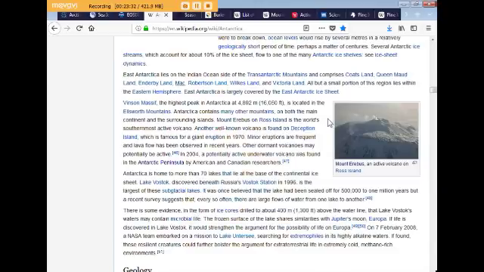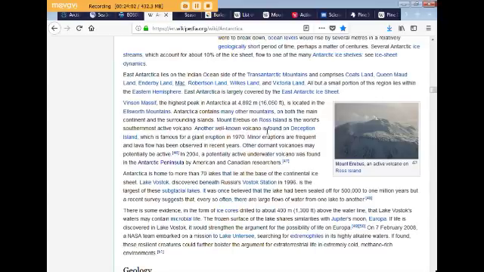Vinson Massif, the highest peak in Antarctica at 4,892 meters or 16,050 feet, is located in the Ellsworth Mountains. Antarctica contains many other mountains on both the main continent and the surrounding islands. Mount Erebus on Ross Island is the world's southernmost active volcano.